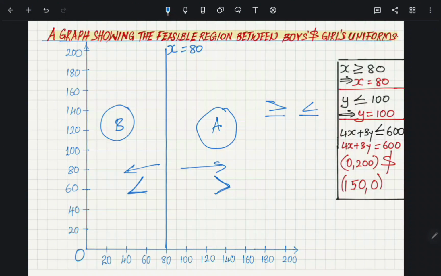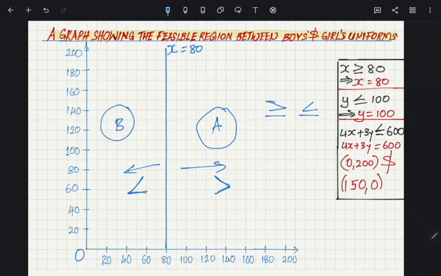When you know this trick, it will always save you time from having to choose a point and then put it into the inequality, and after that prove whether it satisfies the inequality or not. But as long as you know this trick, it will be very easy for you to shade quickly and save time.